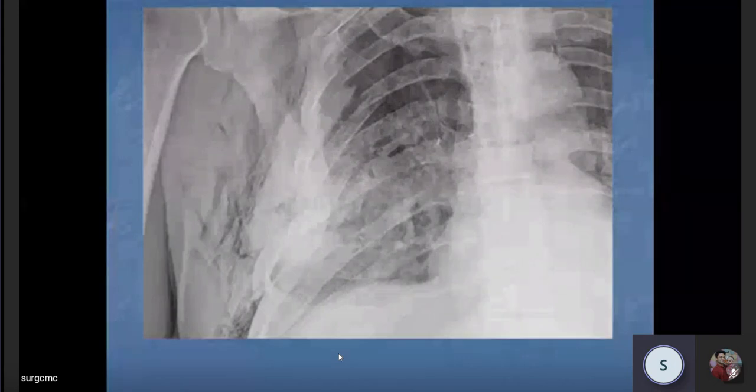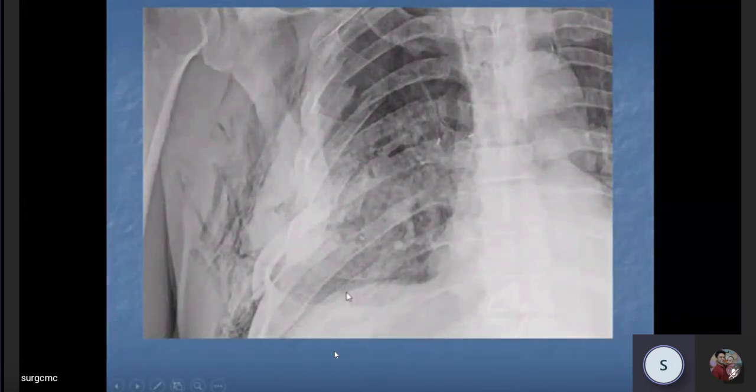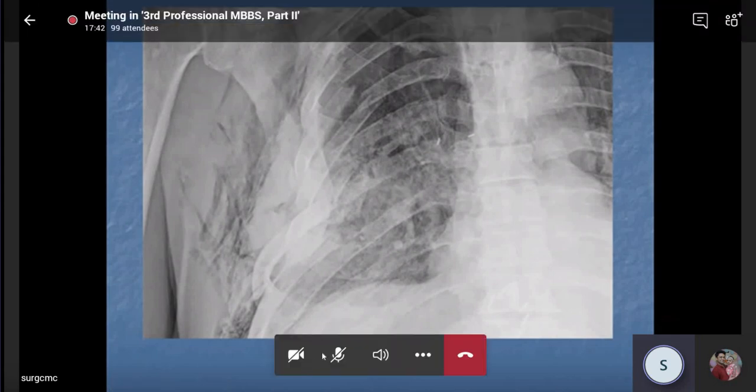Okay. So the next one. Now look at this picture. You can also communicate with me. I'm listening. Don't worry. So in this picture, what are the peculiar things you are observing? Anybody please volunteer? There are rib fractures. I agree with you. Any specific type?